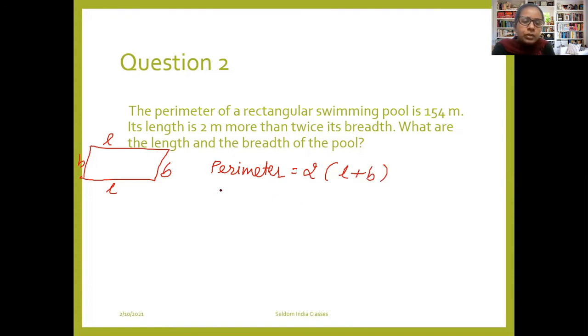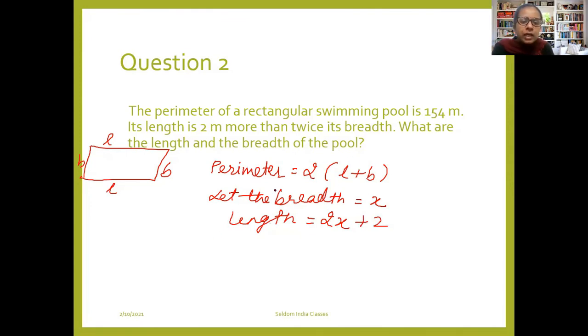Okay, now let the breadth be equal to x. Okay, length will be 2 meter more than twice the breadth. So twice the breadth is 2x plus 2. Correct? Now putting the values in the formula, 2 into (2x plus 2 plus x). This is length and this is breadth, equals to 154 meters.